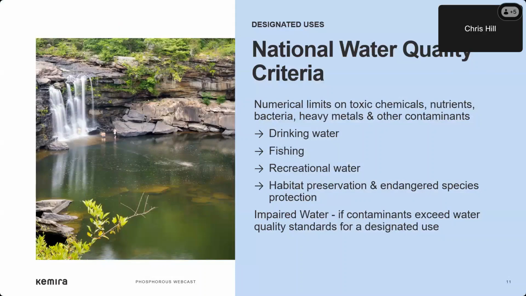Established based on a water's designated uses, water quality criteria consists of limits on the amount of toxic chemicals, nutrients, bacteria, heavy metals, and other contaminants that are allowed to be present in a wastewater treatment plant's discharge. These limits are specified on a particular plant's NPDES permit. A waterway is impaired if contaminants exceed established water quality standards for a particular designated use. For example, the intended use of the Gulf of Mexico water for fishing is impaired due to nutrient pollution.